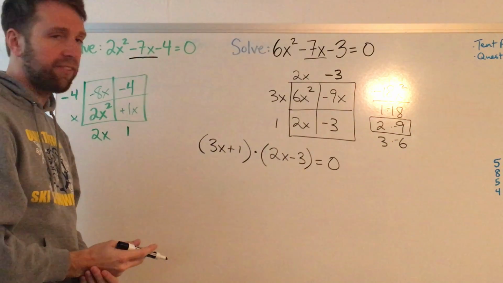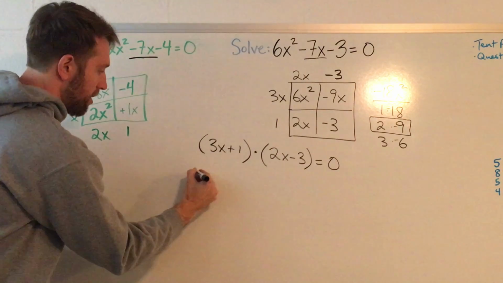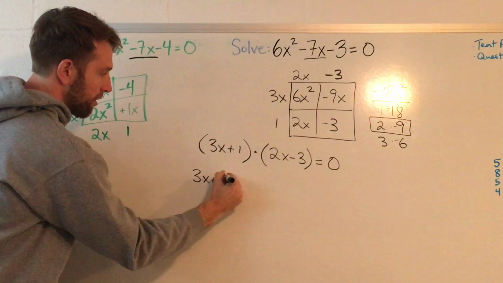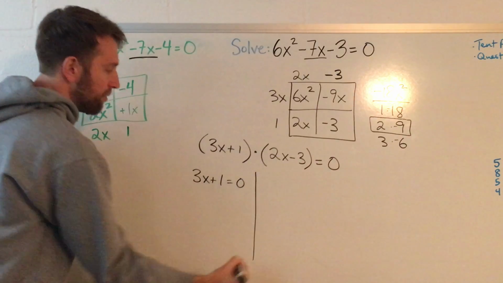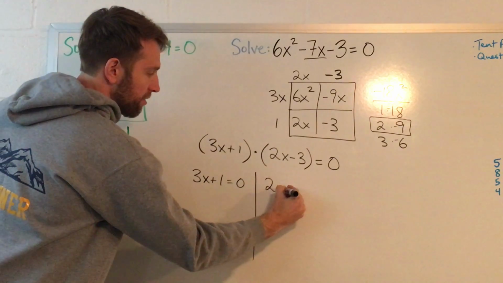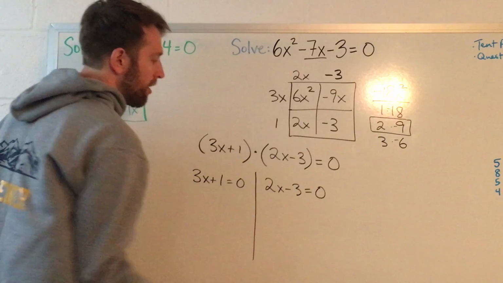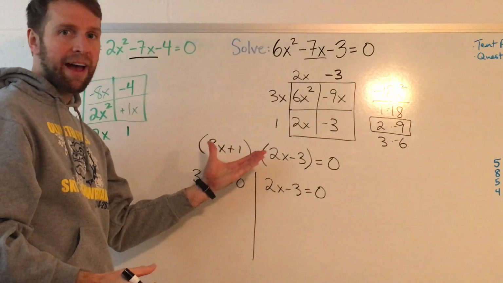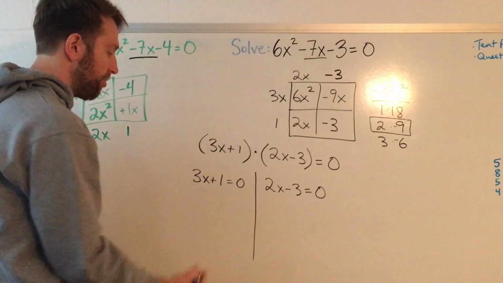Cool, all we do to solve this equal to 0 is we take each of them equal to 0. We just go back to some easy algebra. 3x plus 1, how do I get that to equal 0? And 2x minus 3, how do I get that to equal 0? So we're taking it past the step of factoring, and we're going into the step of solving.